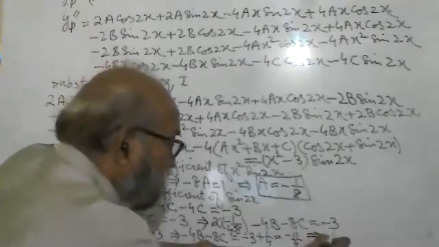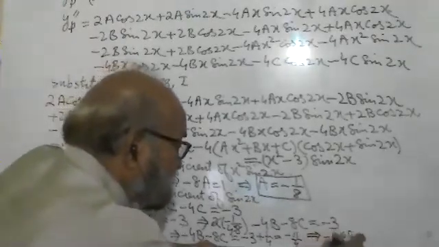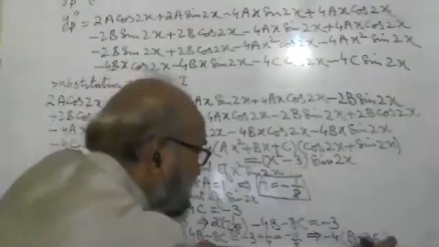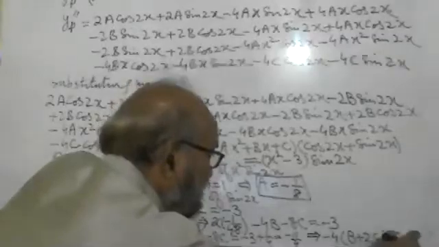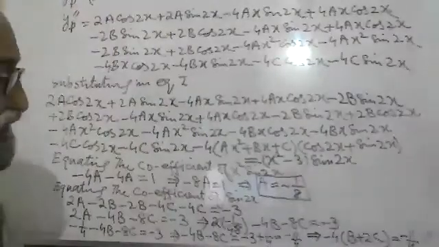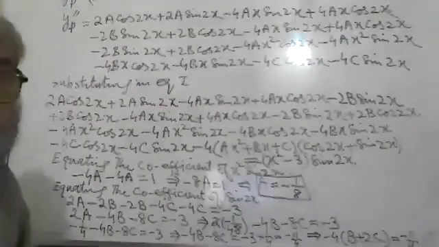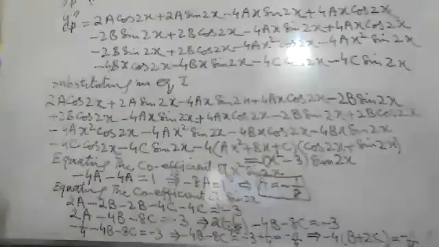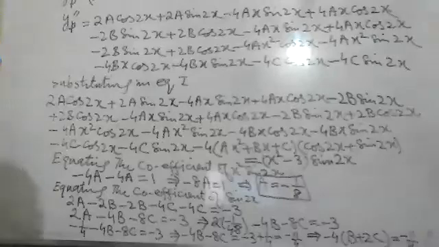We will take minus 4 common from here. Inside will be b plus 2c. Minus 4 common, inside b plus 2c is equal to minus 11 upon 4. Divided by minus 4, it will become b plus 2c is equal to 11 upon 16.